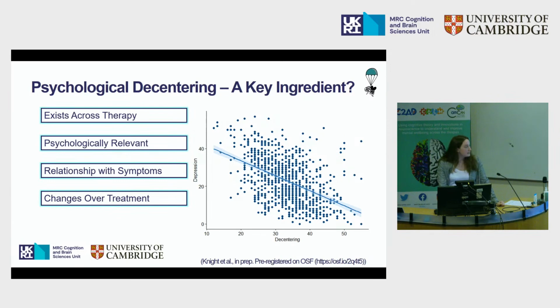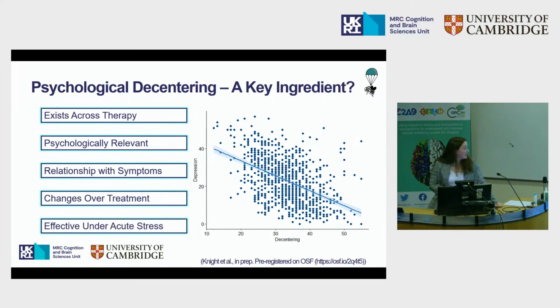We also know that decentering seems to change over treatment. If you have someone who's in therapy over maybe 8 weeks, and you give them a questionnaire every single session, one about decentering and one about mental health, what we find is that their decentering scores tend to increase over the course of therapy, and then at a certain point, symptoms start to decrease. So we think maybe a critical mass of these skills then causes symptoms to reduce. We also know that decentering is effective under acute stress.